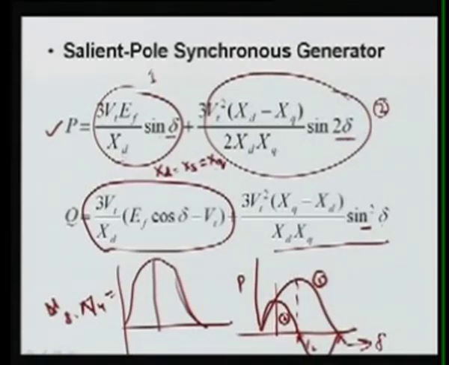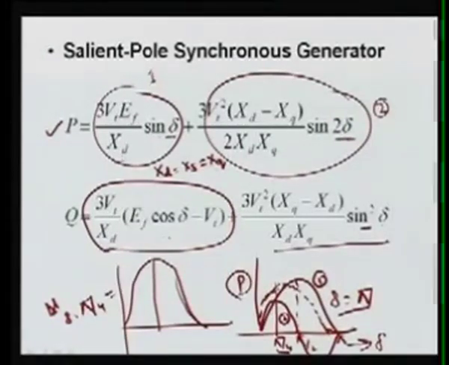This is your pi by 4. If you draw the resultant here, it will be maximum here and it will reach 0 somewhat earlier. So even though in the cylindrical case it was at delta equal to pi, in this case it is less than that. But until delta equals pi by 4, P is increased due to this component.